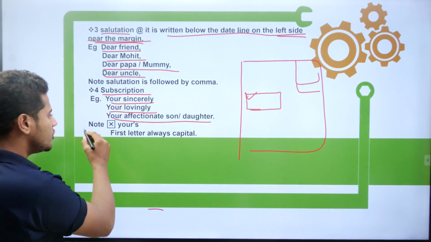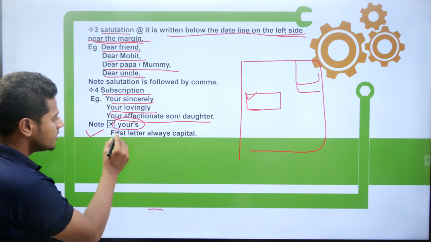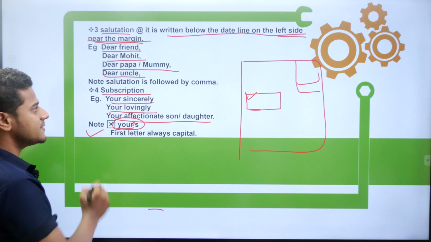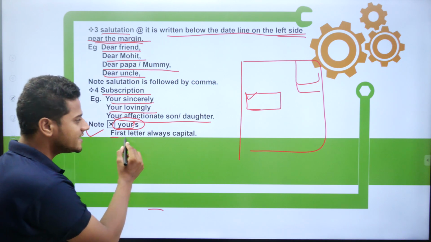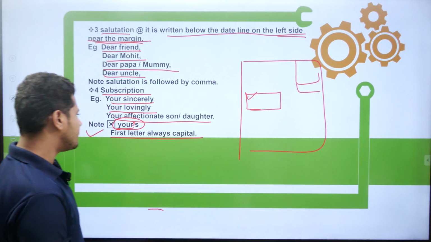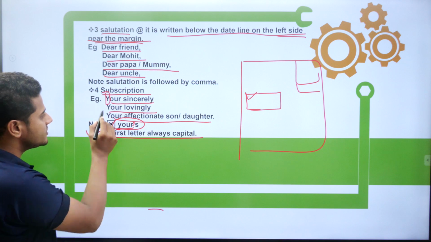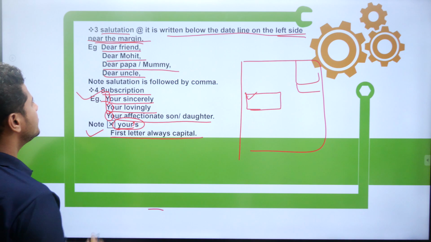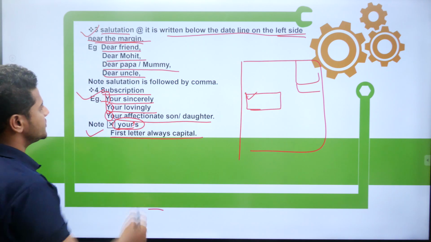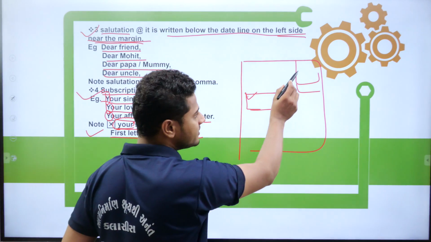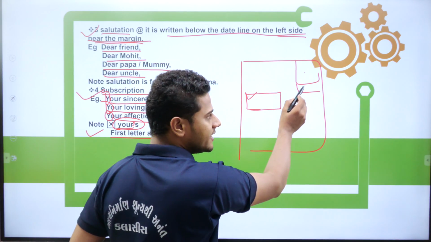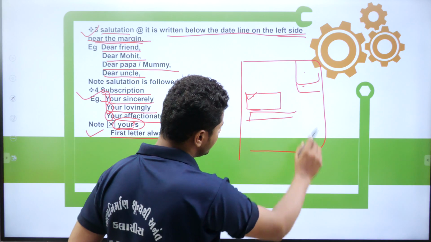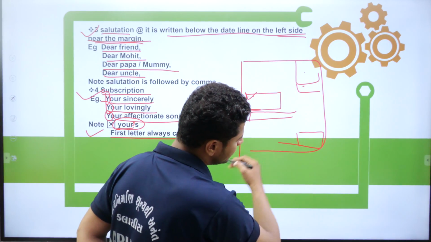Now you have to note "yours": we don't use an apostrophe in "yours" while writing the subscription. The first letter is always in capital. So you could understand about the subscriptions and the salutations. First we write the heading, then the date, then the salutation, and then the subscription at the end.